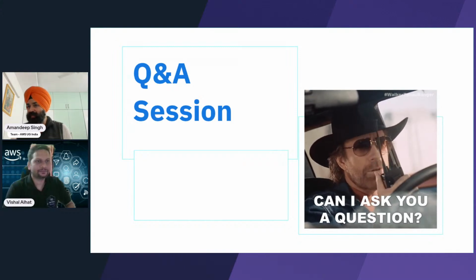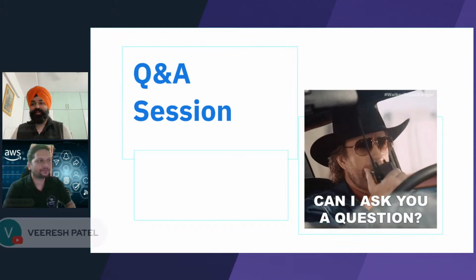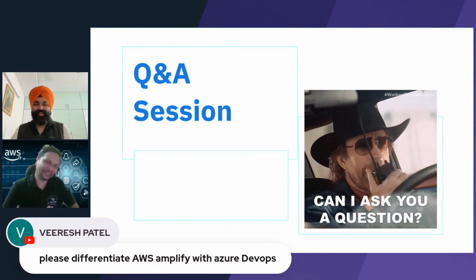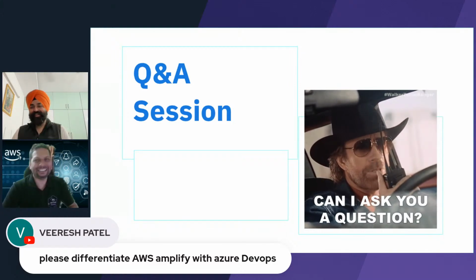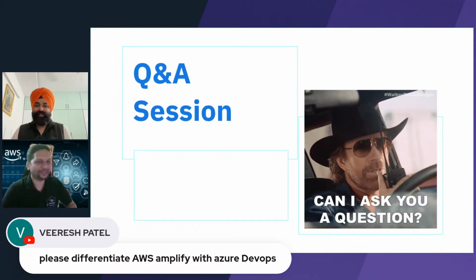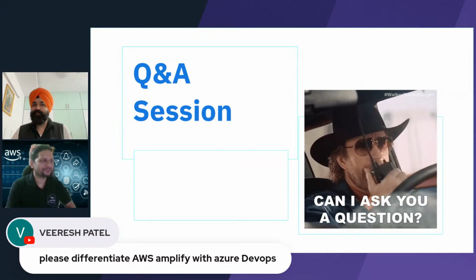There is just one, by Viresh, who is trying to compare AWS Amplify with Azure DevOps. I'm married to AWS. I don't know about Azure DevOps, frankly speaking. But Aman, if you know, you can answer this question. I would say I don't know anything about Azure. Sure, sure. So when you say DevOps, it's basically development plus operations, right? Can you please elaborate the question more? Would you like to rephrase the question, Viresh?